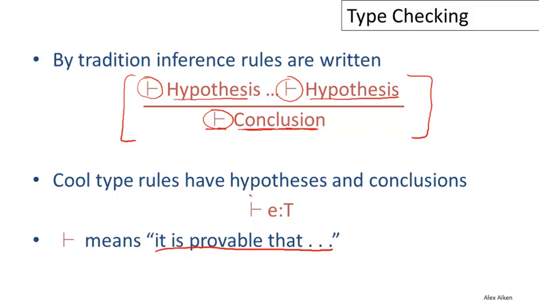And COOL type rules are going to have the following kinds of hypotheses and conclusions. We're going to prove within the system that some expression has a particular type.